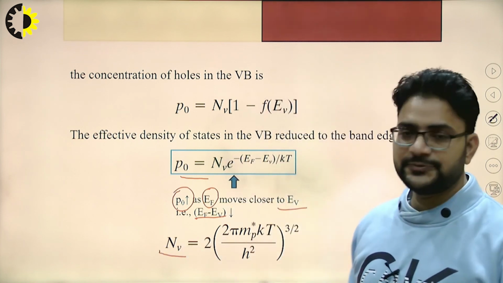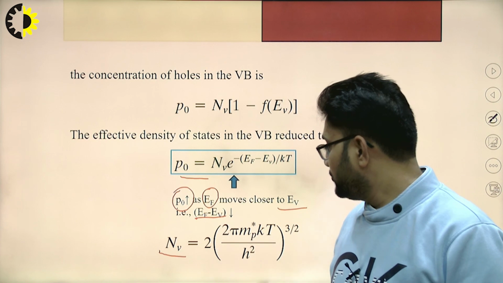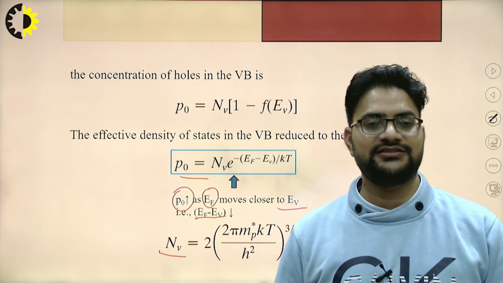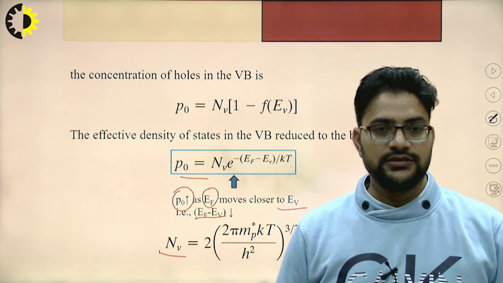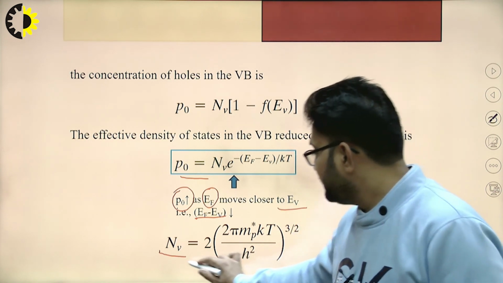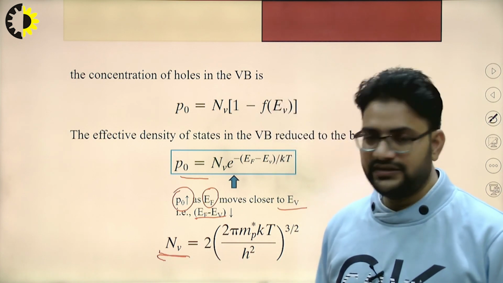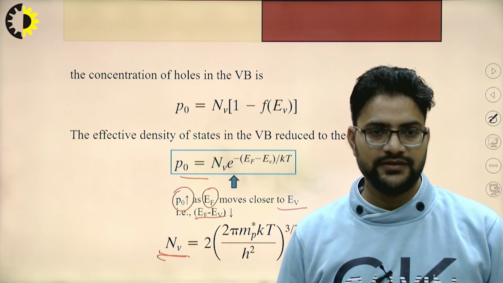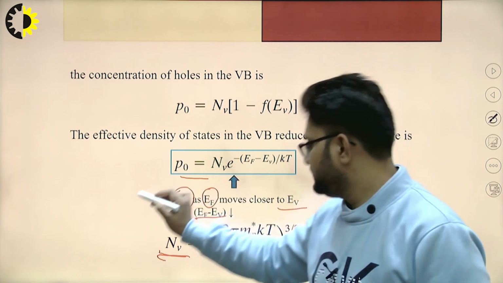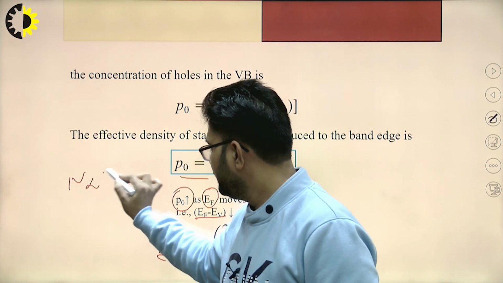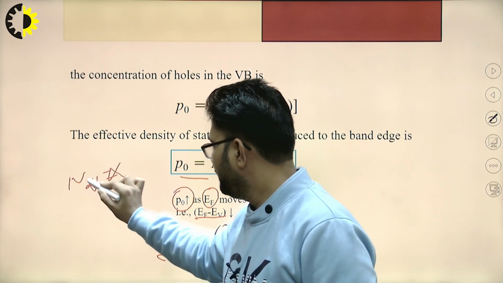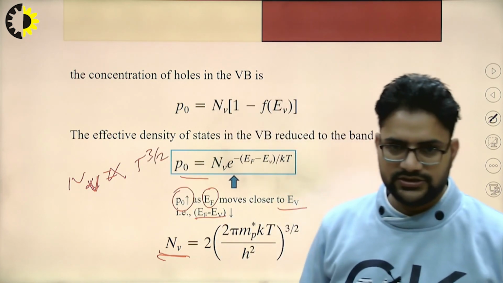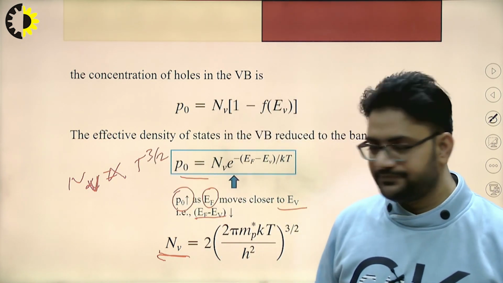In this mathematical expression, NV is equal to 2 times (2 pi kT Mp asterisk divided by h square) raised to power 3 by 2. This effective density of states in the valence band is also a temperature dependent parameter, right? So NV is directly proportional to T raised to power 3 by 2. So this is actually the mathematical equation, right?